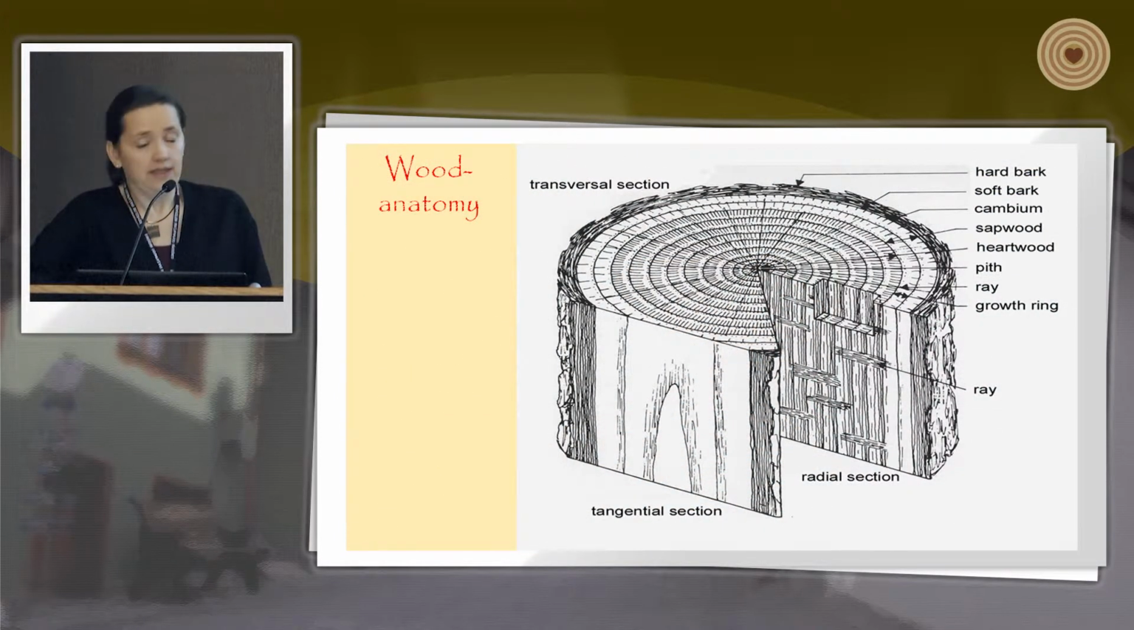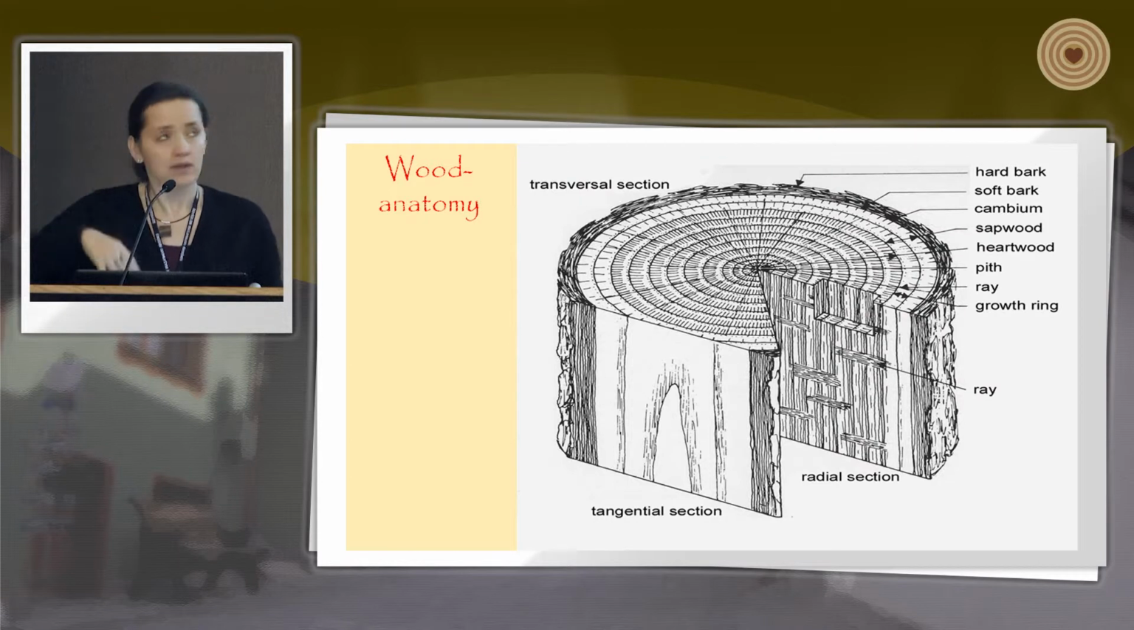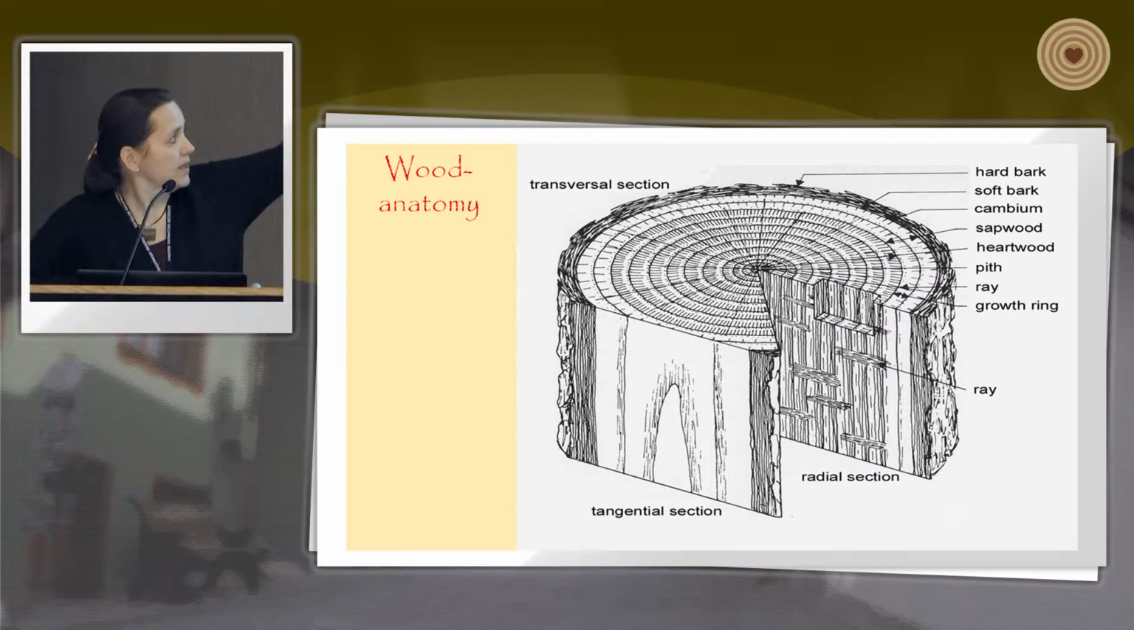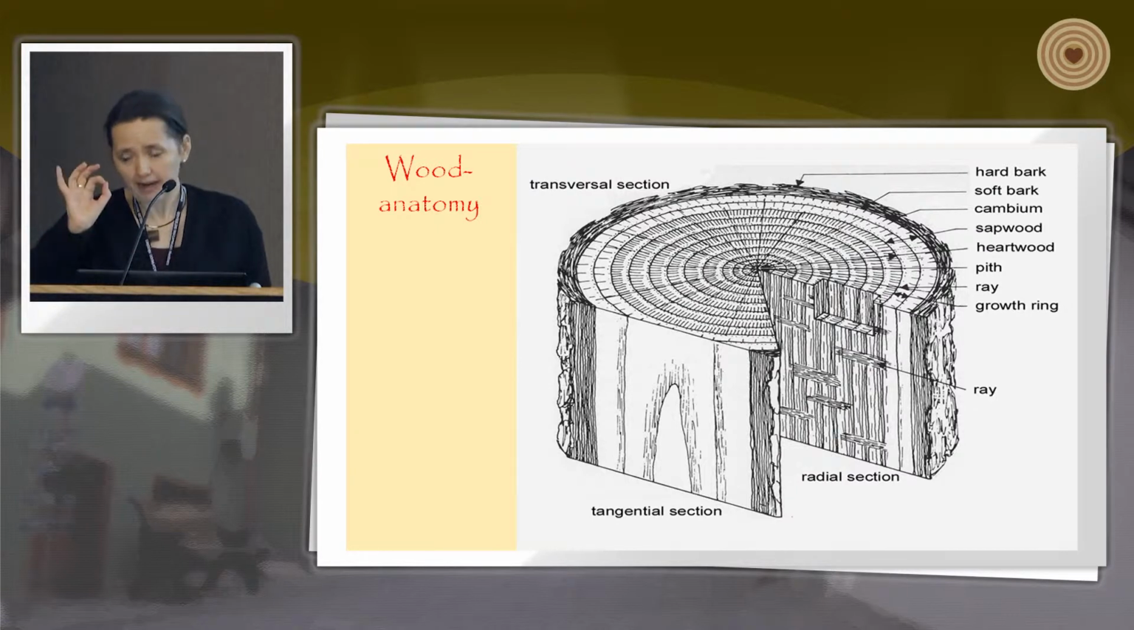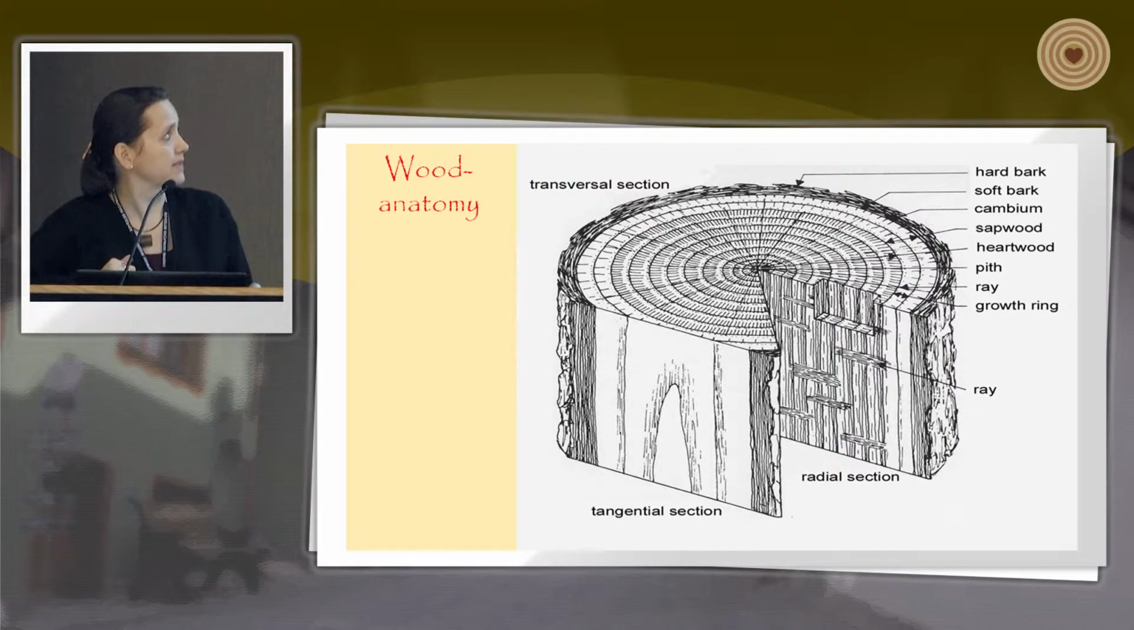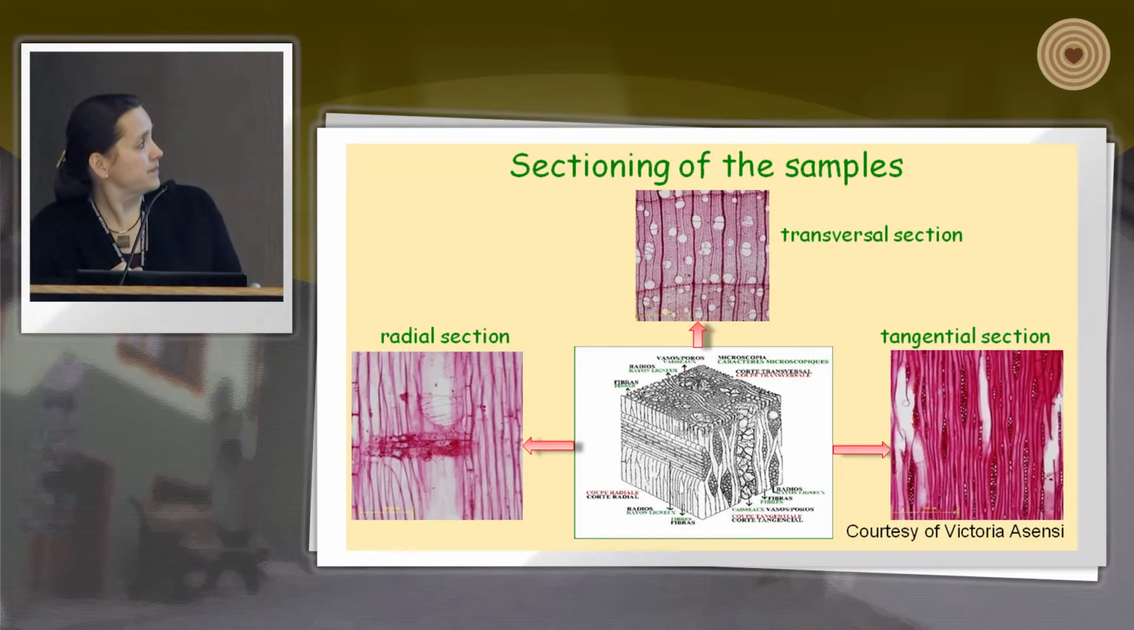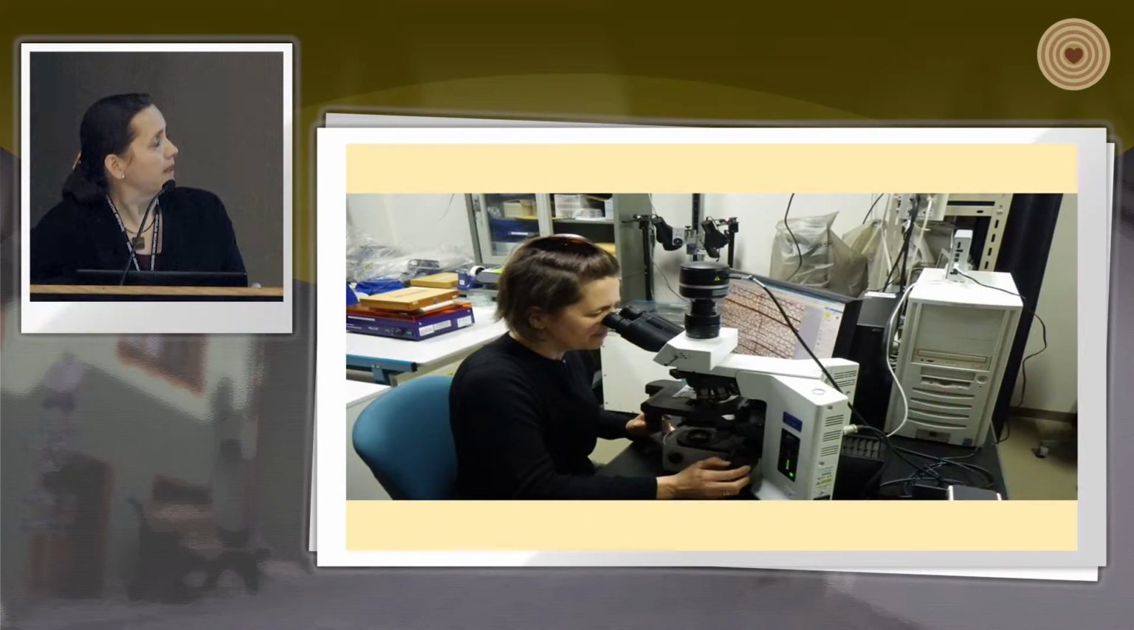You all know the stem with the cross section, the radial section, and the tangential section. This is by macroscopic feature, and in the microscopic for wood identification we need the same sections. This is the same but on the microscopic level. The cell structure, we need this for wood identification. This is the work on the microscope.